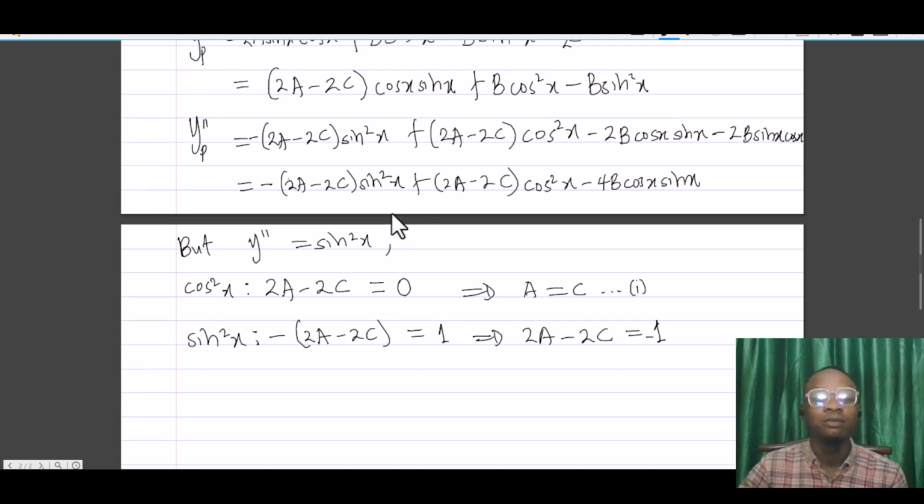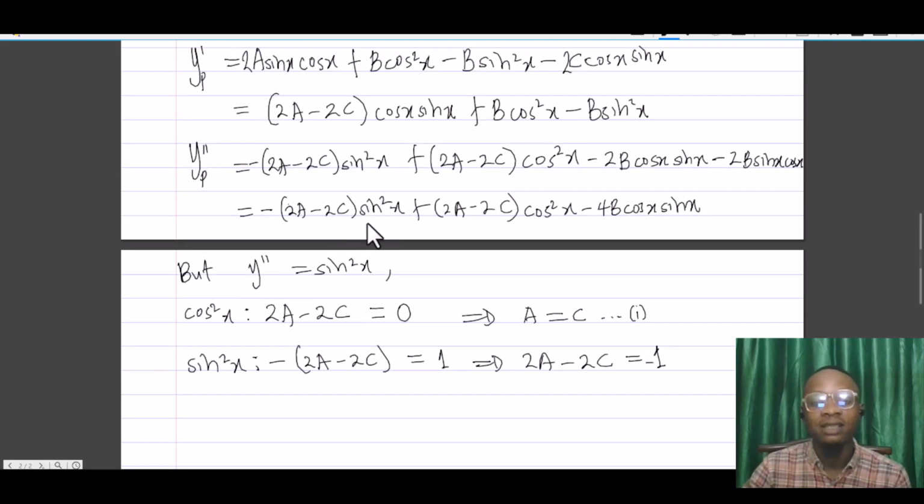If you have something like sine squared x, you know that sine squared x can be written as 1 minus cos squared x. So you could bear that in mind while working here. That means that when taking the coefficient of cos squared x, it cannot just be 2a minus 2c, because this itself already carries cos squared x inherently. If I just take this to be the only coefficient of cos squared x here, I'll be running into error.